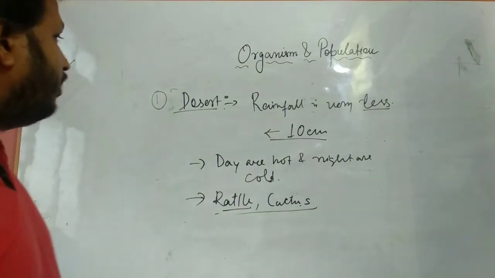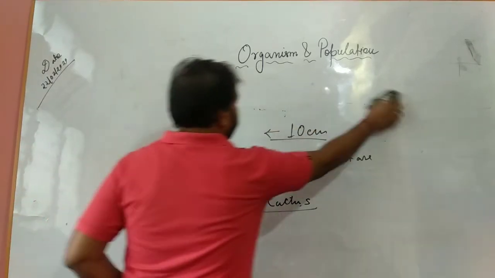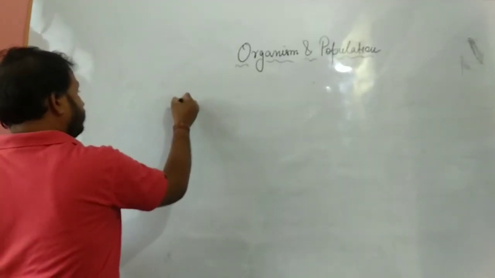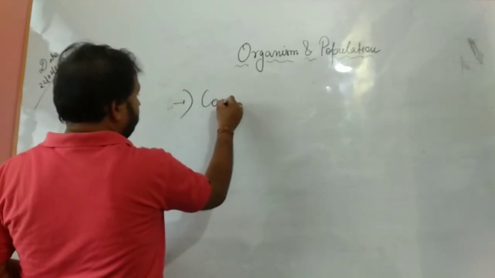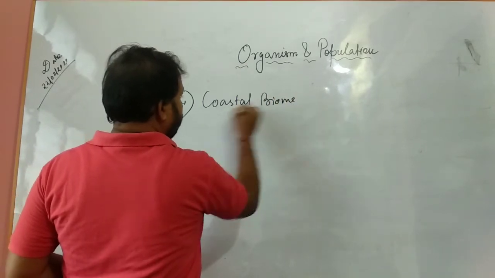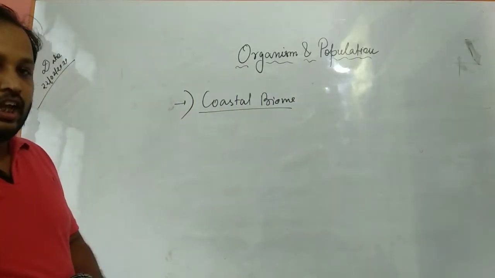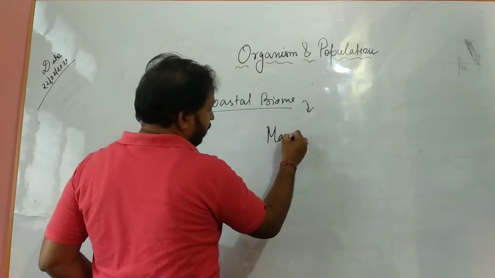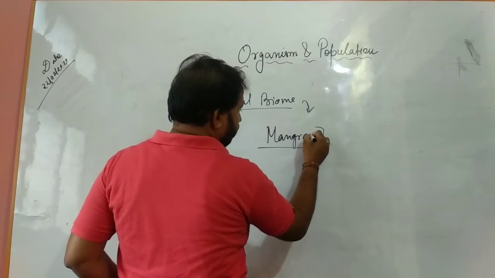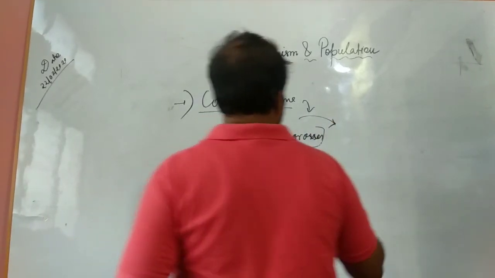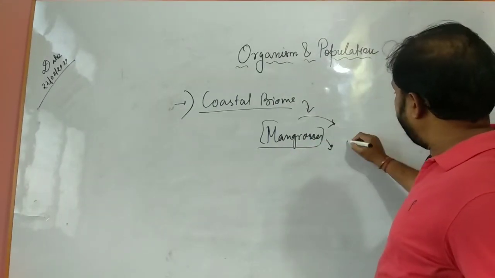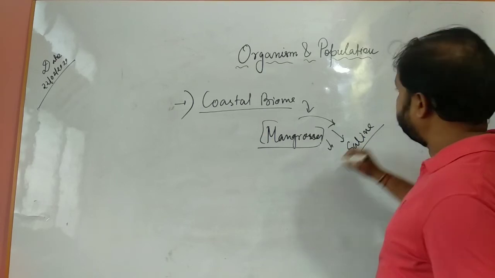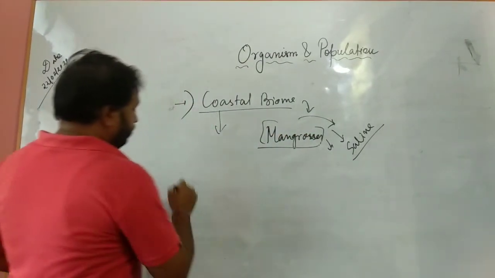Okay. Next is coastal biome. Coastal biome, I'm not discussing very much. Coastal biome means an area between the ocean and the land. The major coastal biome plants in India are the mangroves, in the Sundarban region, because they are able to survive in saline water. So this constitutes the coastal biome. I'm not going into details, otherwise the class will be very long.